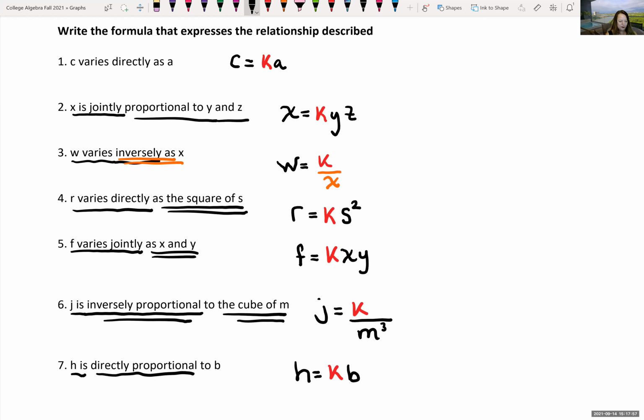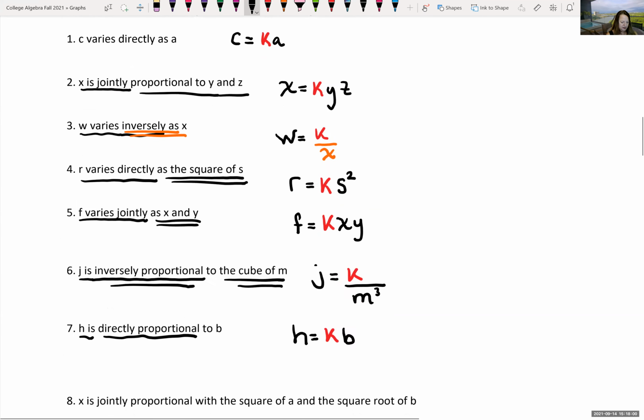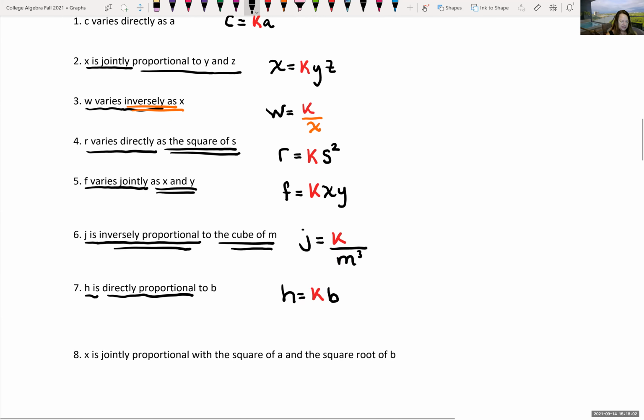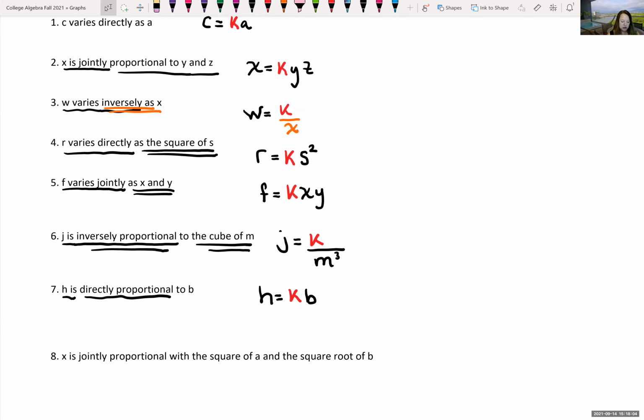There's one more. This one states X is jointly proportional with the square of A and the square root of B. So I know X is equal to, I always have that constant K, times A squared, times the square root of B.